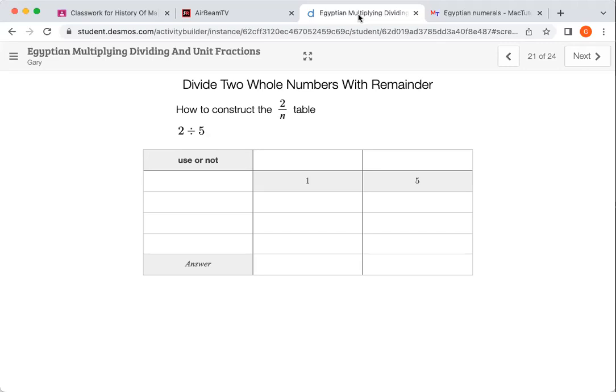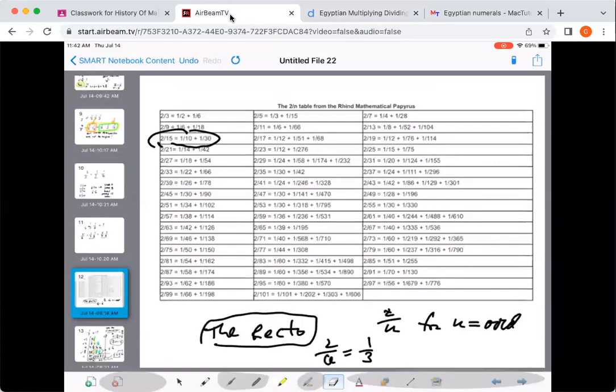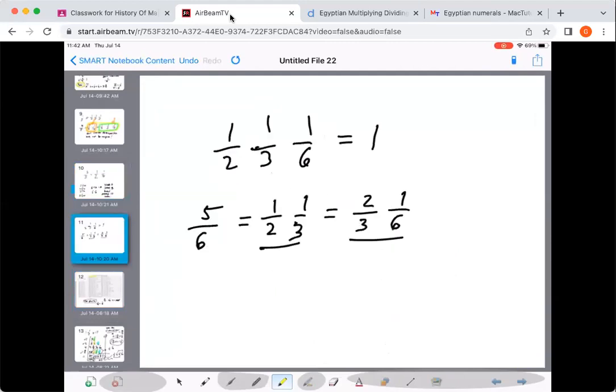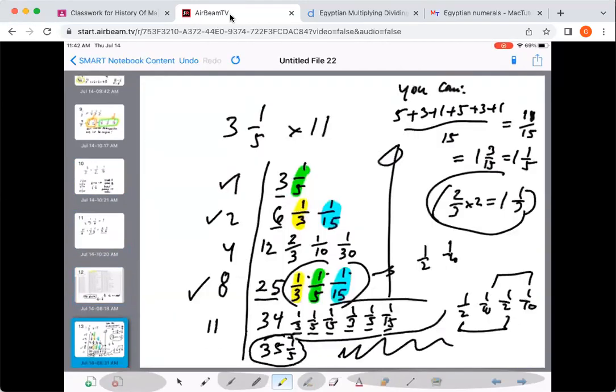Now remember the 2/n chart. The 2/n chart, we're so many pages back, but the 2/n chart has on it 2/5 equals 1/3 plus 1/15. And we actually used it right here, right? We needed it. But the question is, where did that come from?